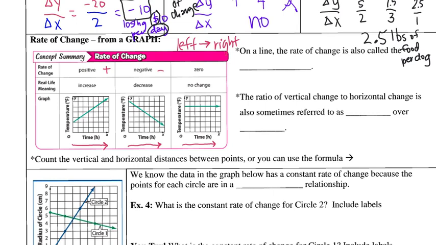So on a line, the rate of change is also called, we said this up above, if you remember, go ahead and write that word. If not, hopefully we can look and see those words. It's not a linear relationship, yes, but slope and rate of change are interchangeable. Okay. Then the ratio of the vertical change to the horizontal change is also referred to as the rise over the run, which we very briefly mentioned up above.